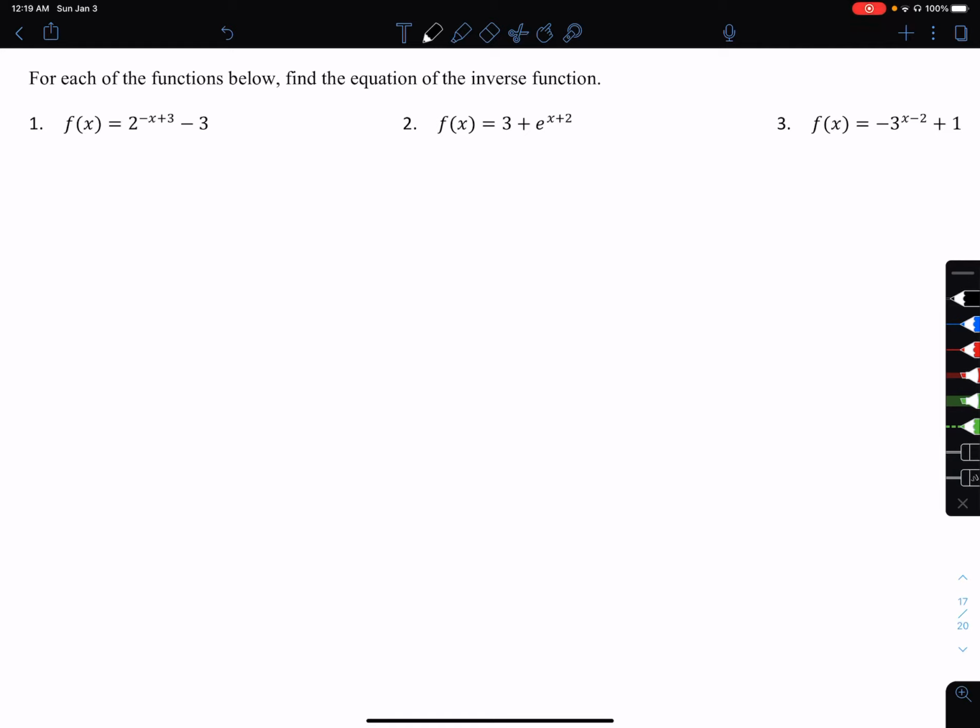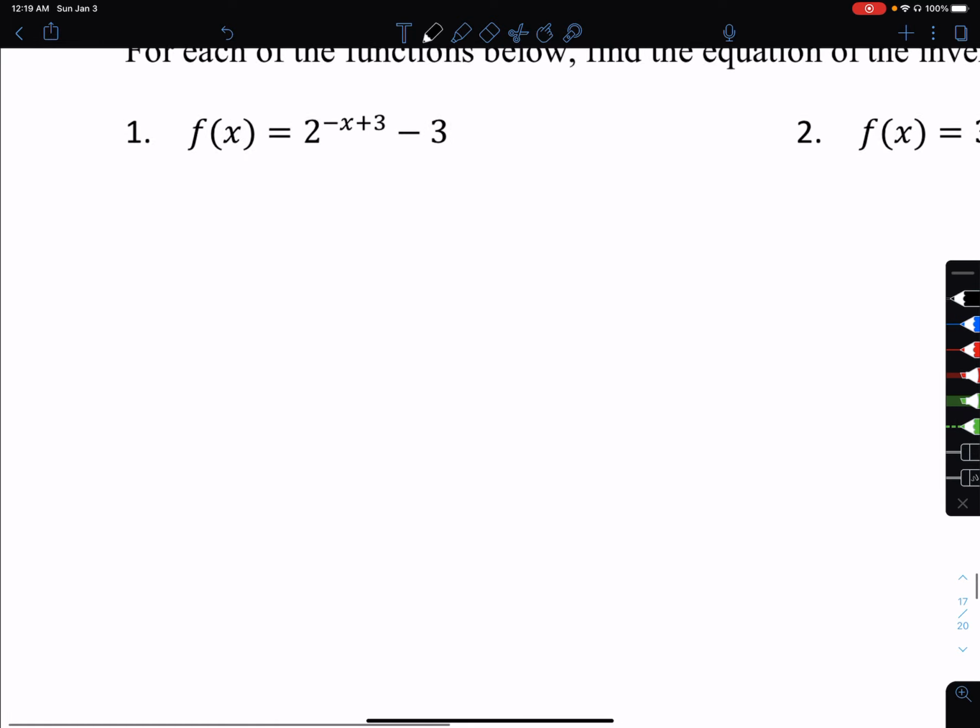AP Calculus Notes 8.4, Video 2. We are going to find equations of inverse functions from exponential to logarithmic. And we are also going to look at a table and see if we can make some conclusions about the domain and range of logarithmic functions.